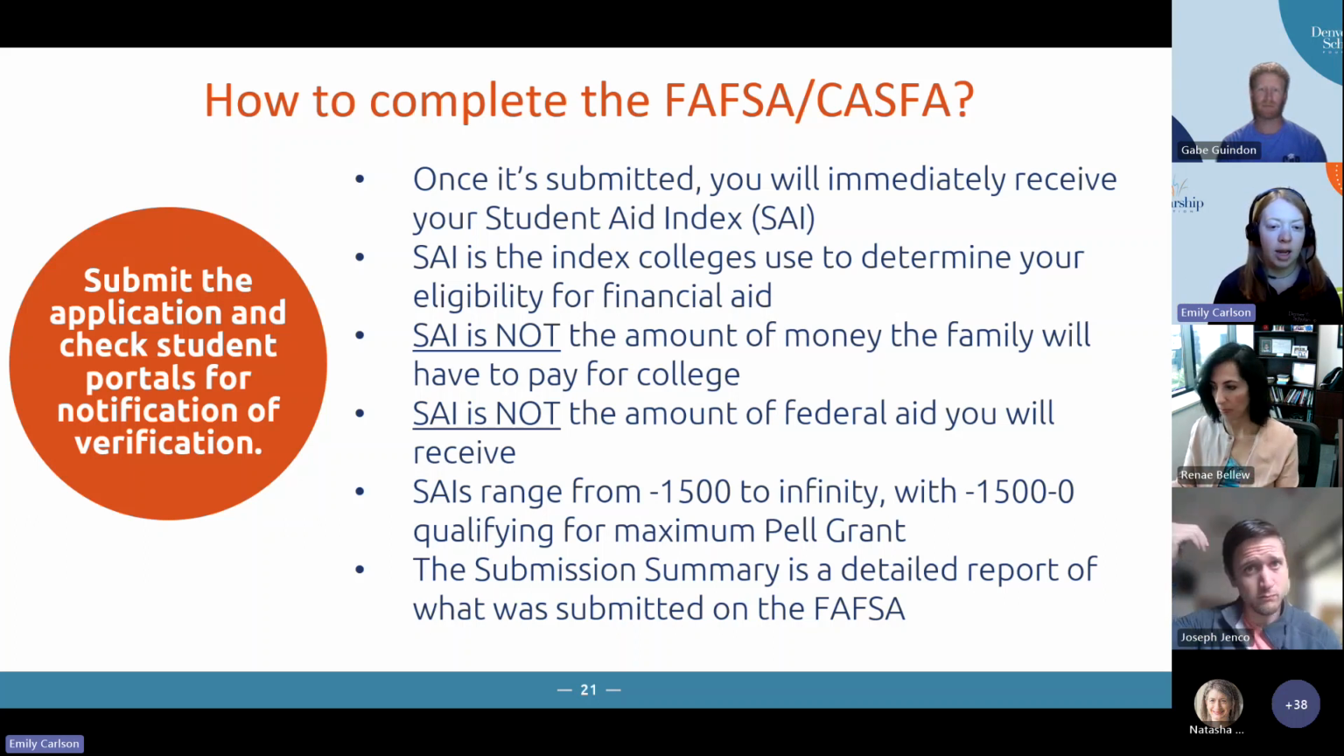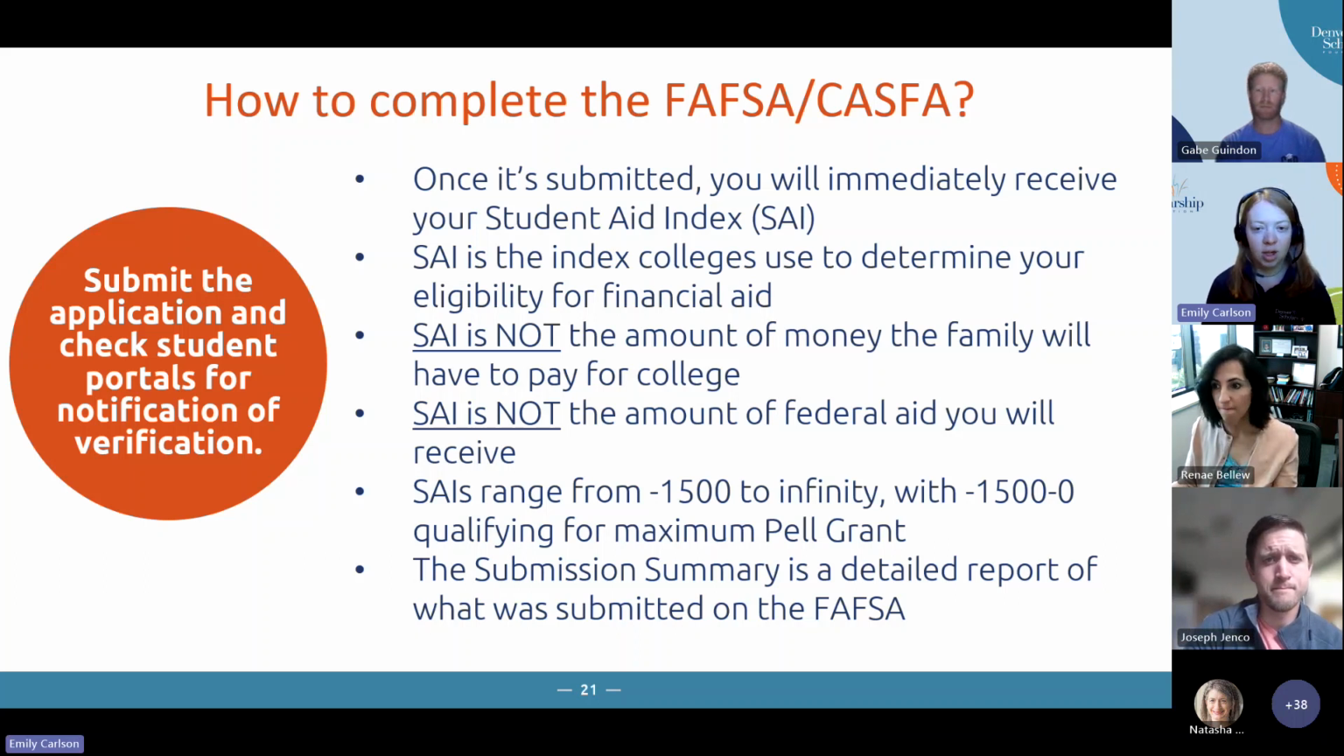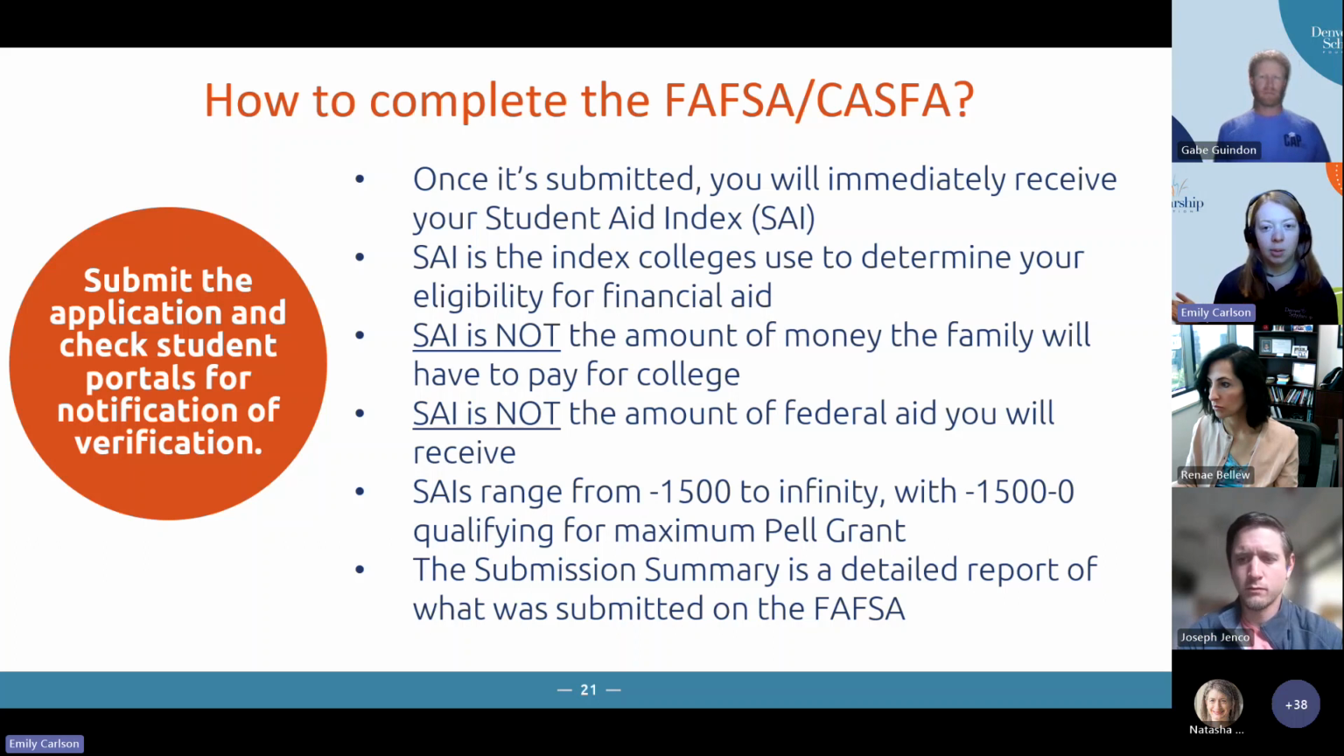Again, this number is not the amount of money that the family will have to pay for college. That's one of the reasons they changed it from EFC. It was confusing, and people were thinking that the expected family contribution would be the exact amount that they would have to pay. But it's really just an index that colleges can use. And it's also not the amount of aid that the student will receive.